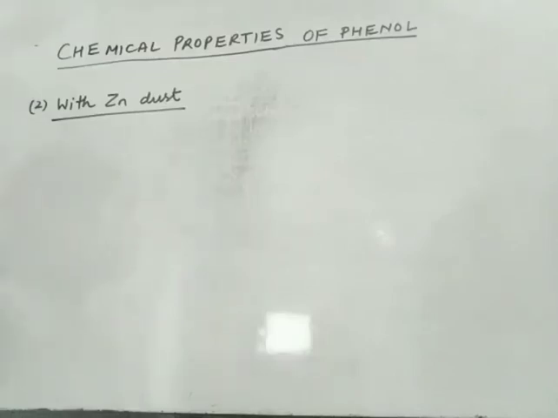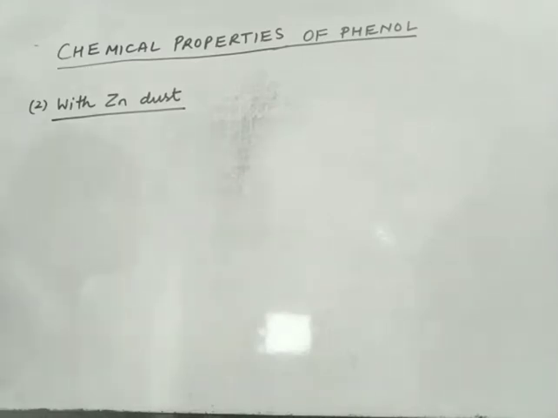Now let's continue with the chemical properties of phenol. The first reaction was the acidic nature of phenol. Phenols are acidic because they can easily release their H+ ions. They react with active metals. They react with bases like sodium hydroxide. They turn blue litmus red. But they do not give any effervescence with sodium carbonate or bicarbonate.